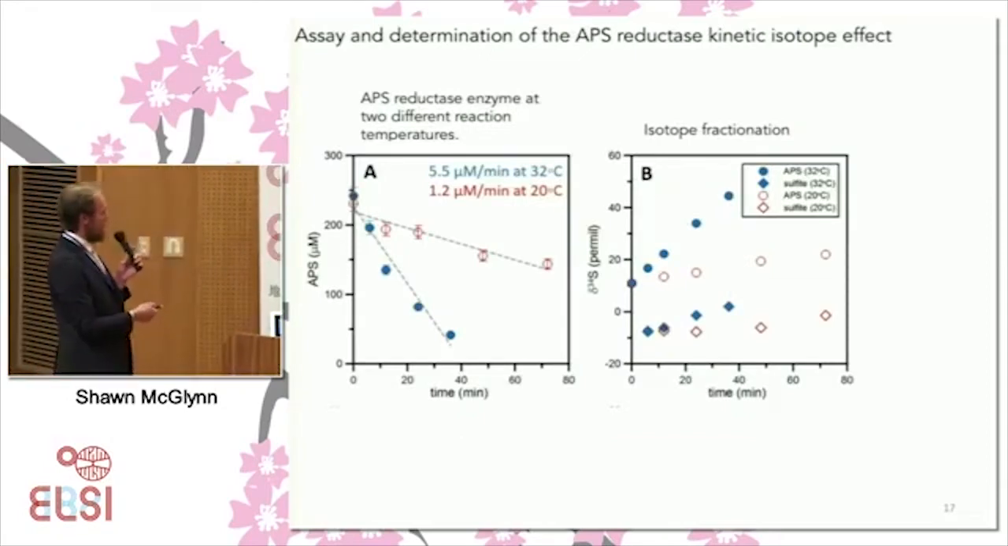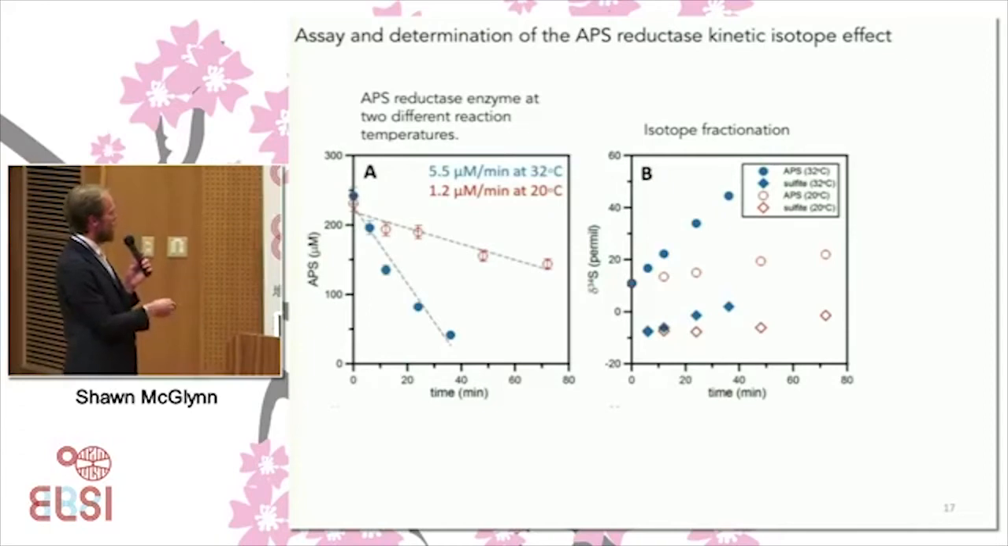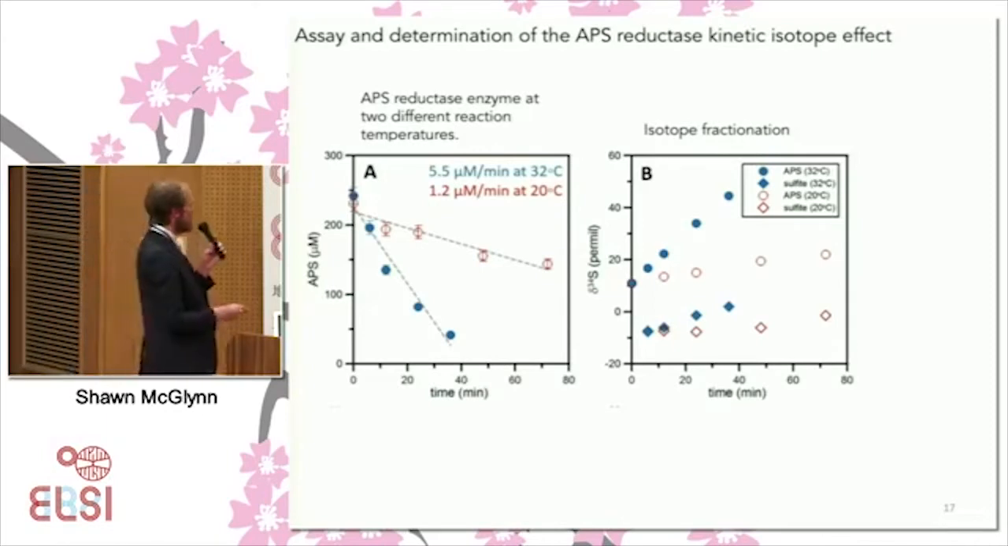Here are the enzyme kinetics at 2 different temperatures. And so what MinSub was able to show was that cold slows the enzyme down and heat speeds it up. So a change of 12 degrees changed the rate of sulfite production by around 5 times. So a pretty dramatic change in the rate of the enzyme.